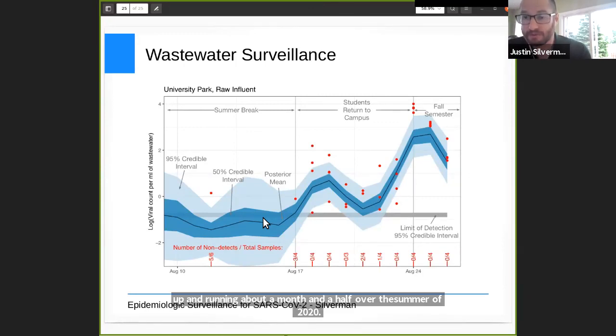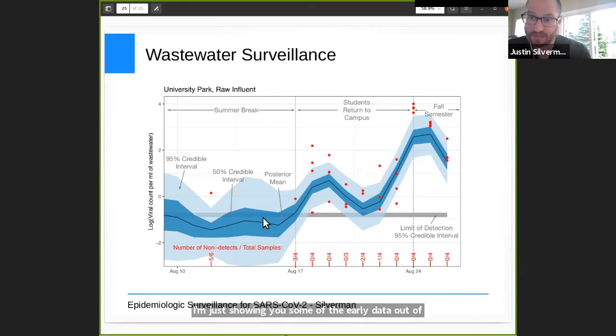Basically, what you see is that before students come to campus, there's nothing, or it's essentially below the viral detection limit, which is this gray line. The red dots are the log viral count per milliliter of wastewater, so a measure of the concentration. The blue here is basically my model helping interpret the data.